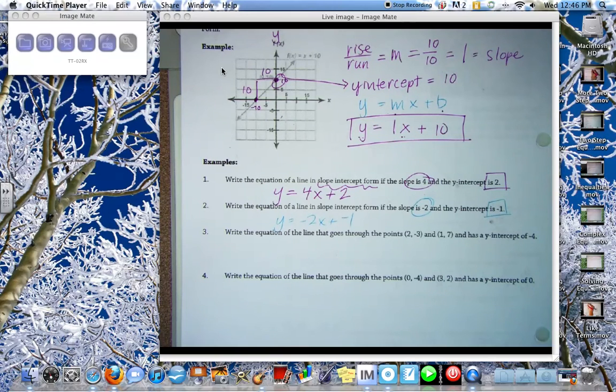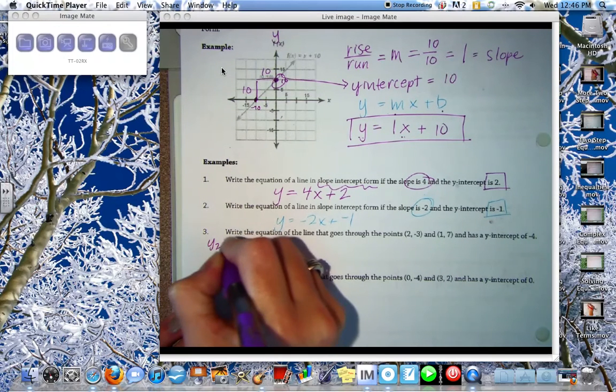Write the equation of the line that goes through the 2 points, 2, negative 3, and 1, 7, and has a y-intercept of negative 4. So what didn't they give us this time? The slope. Can we find the slope if we have 2 points? Yes, we just did it on the front. So we have to find the slope first.